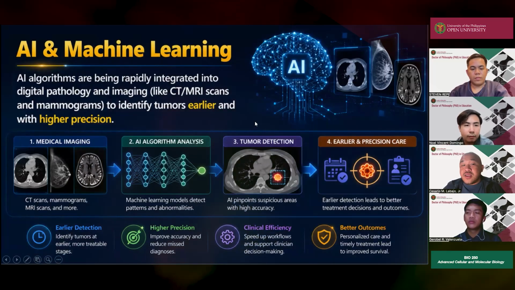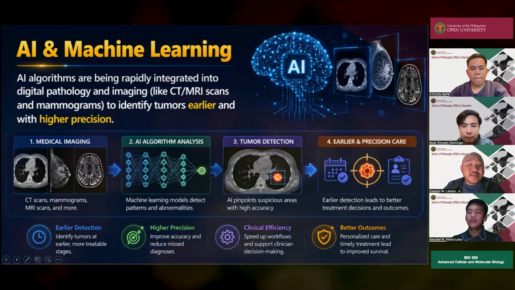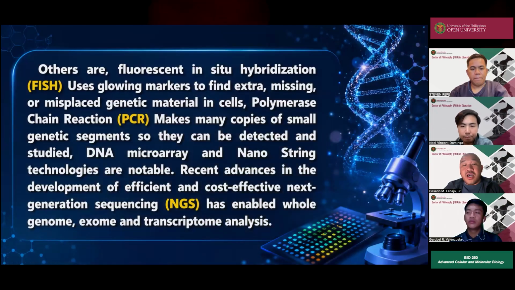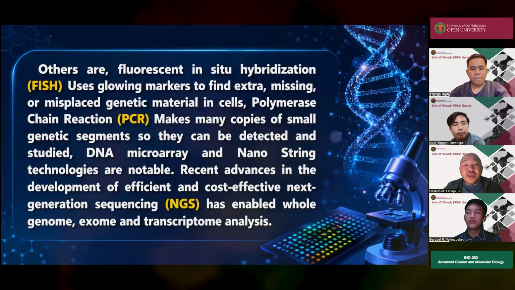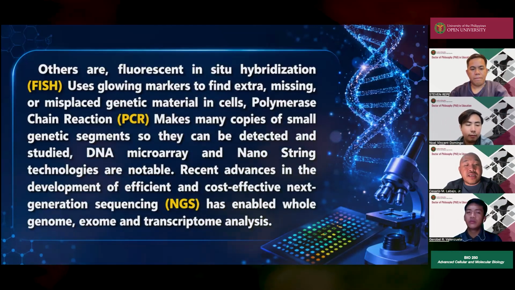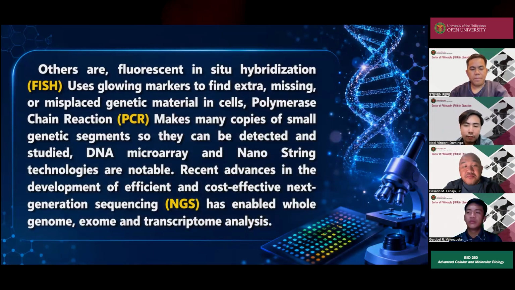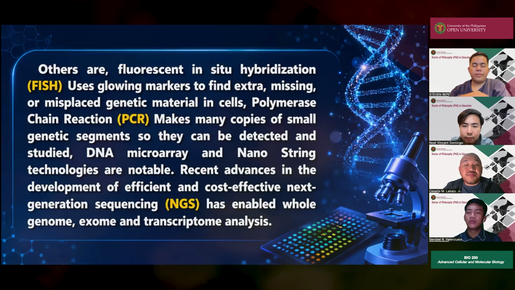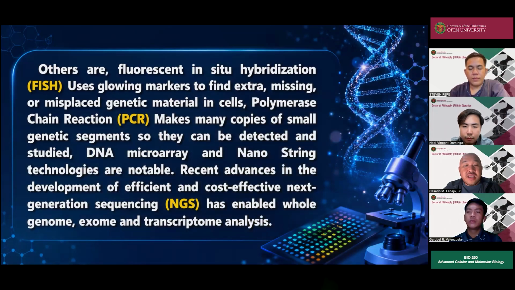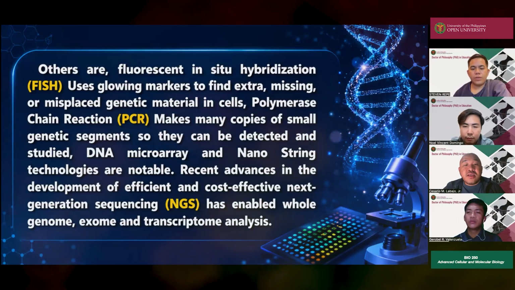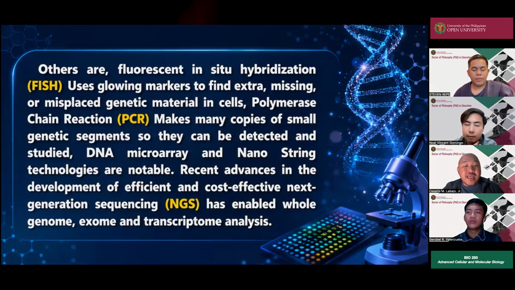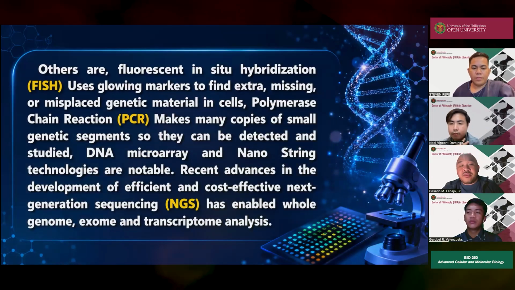Next. Other molecular techniques include FISH, PCR, DNA microarray, NanoString, and next generation sequencing. For example, PCR can amplify small amounts of DNA so mutations can be detected. FISH can identify specific genetic changes in chromosomes. These techniques help doctors and researchers understand cancer at a molecular level.